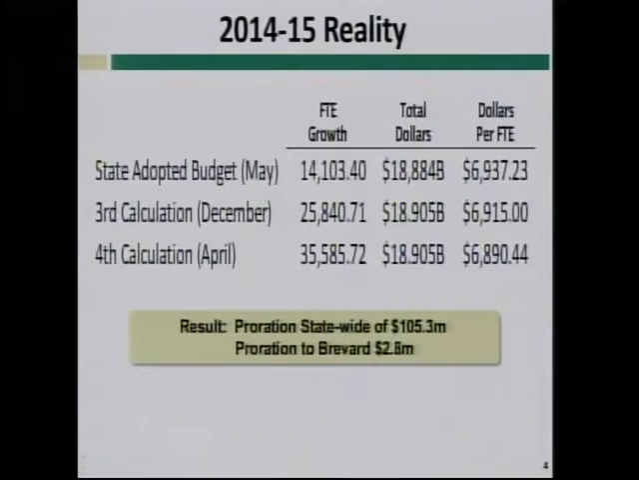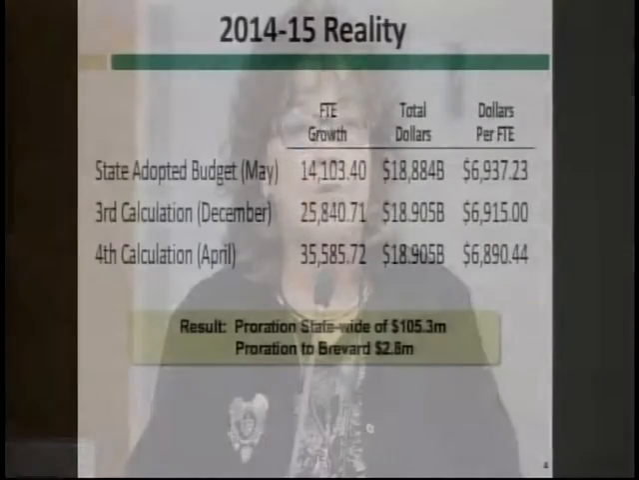Well, we got into the school year, and as the board is familiar with, and anybody who's been listening to us typically remembers, we do count our student population for the state twice. We do a count in October, we do another count in February.